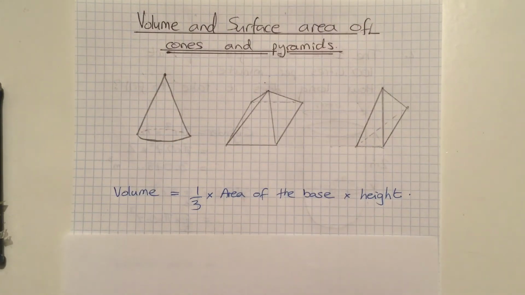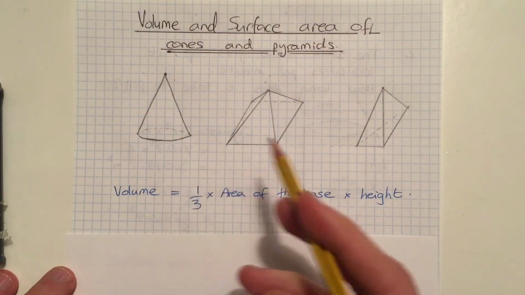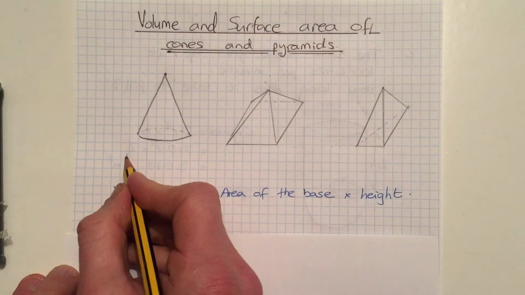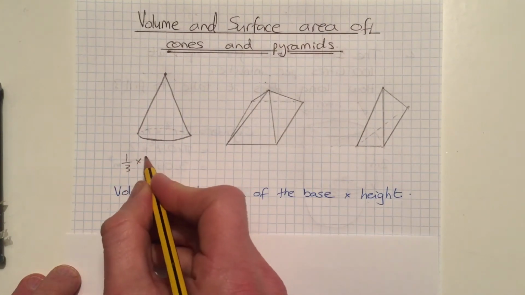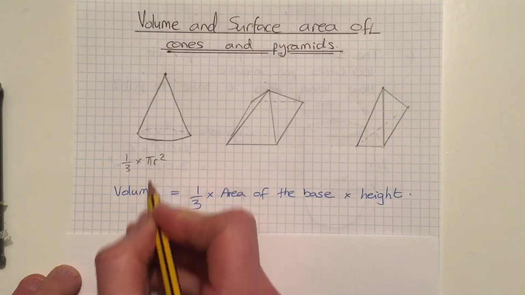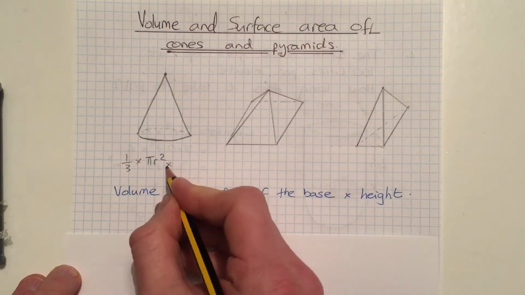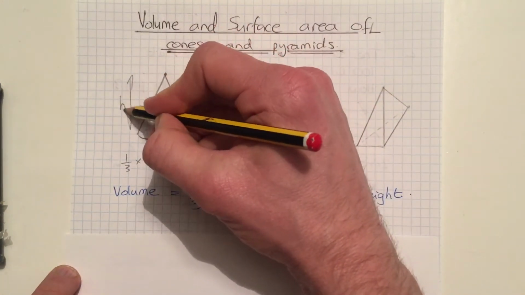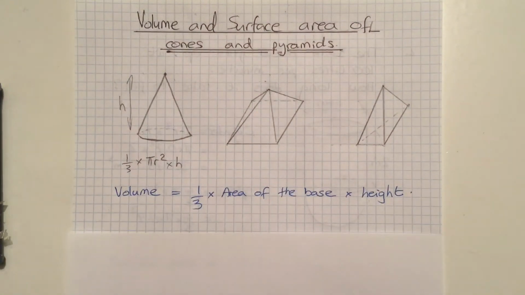Now obviously the area of the base changes depending on what shape it is. So in this case here the base is a circle. So the formula would be 1/3 times pi r squared, because that's how you work out the area of a circle, times the height. And when I say the height, I mean the perpendicular height.